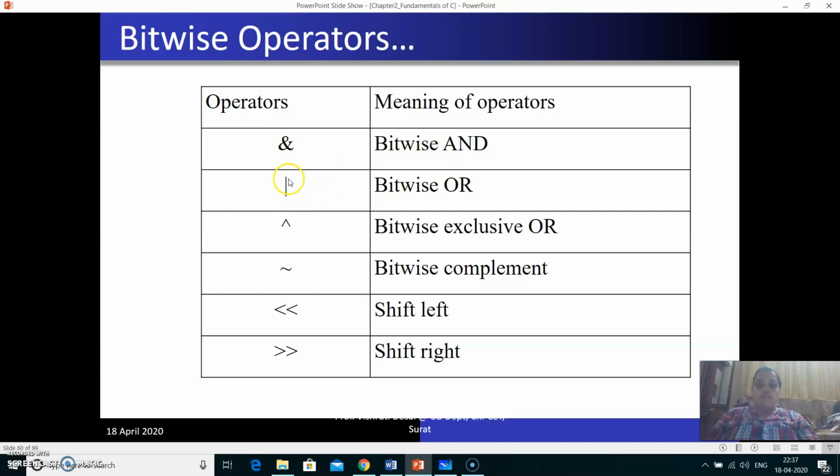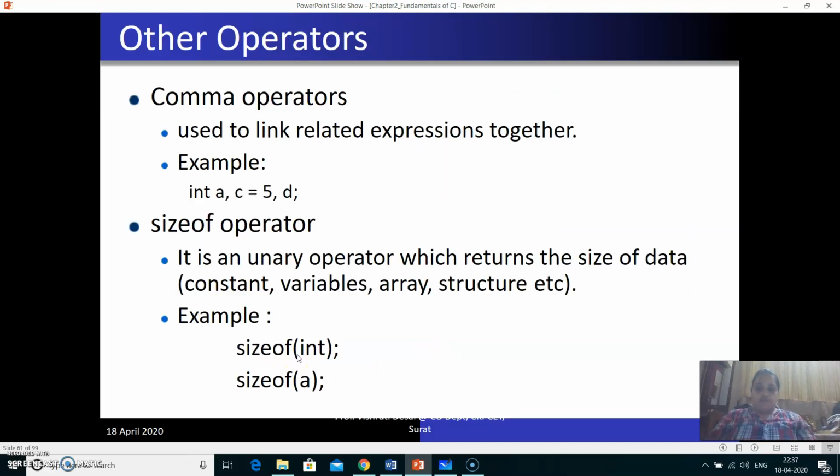This is a pipe. If you are using a single pipe, it is a bitwise OR. If you use the double pipe, it is the logical OR. Then exclusive OR, complement, shift left and the shift right.